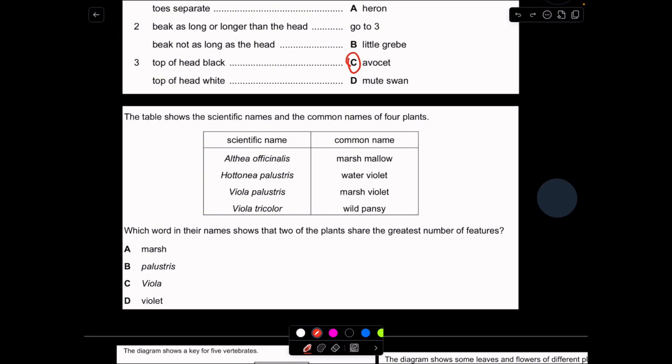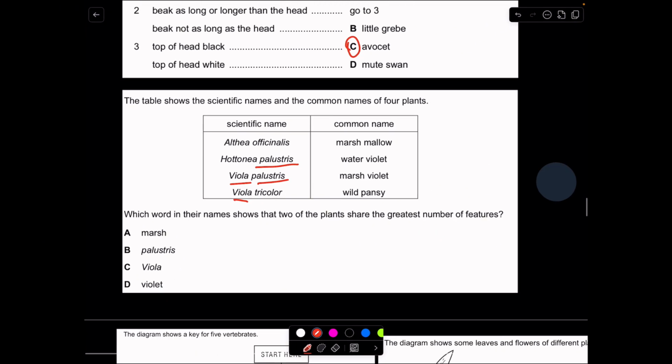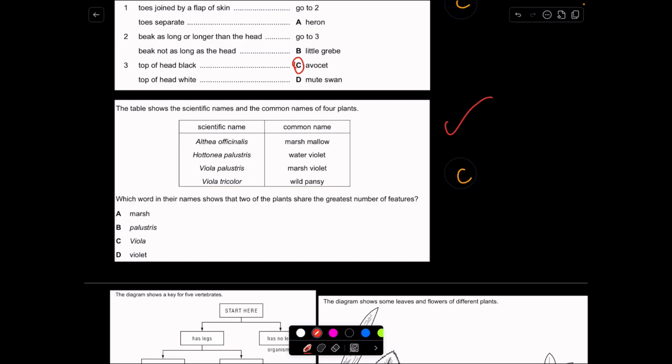Now moving on to question 2, the table shows the scientific names and the common names of 4 plants. Which word in their names shows that the 2 of the plants share the greatest number of features? We're going to have to look at the scientific name for this, guys. Now we're going to be looking for the closest thing here. So we can see here that the genus is the same for these 2 and that the species are the same for these 2. Now in this case, you would go for the genus because that means they share more features. So the genus is the right option, and that is C.